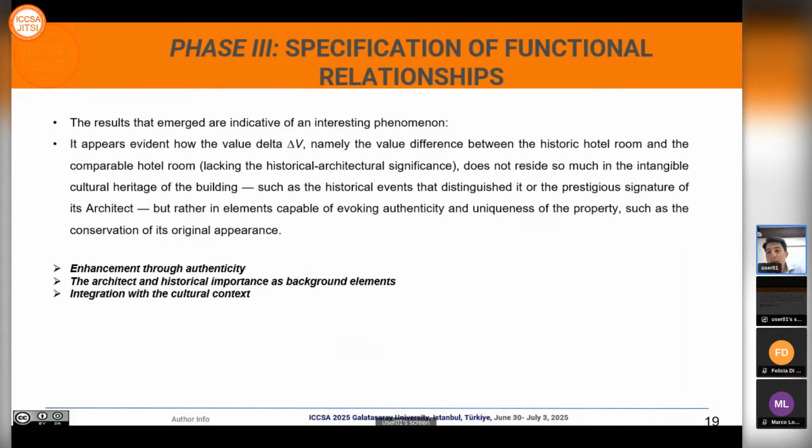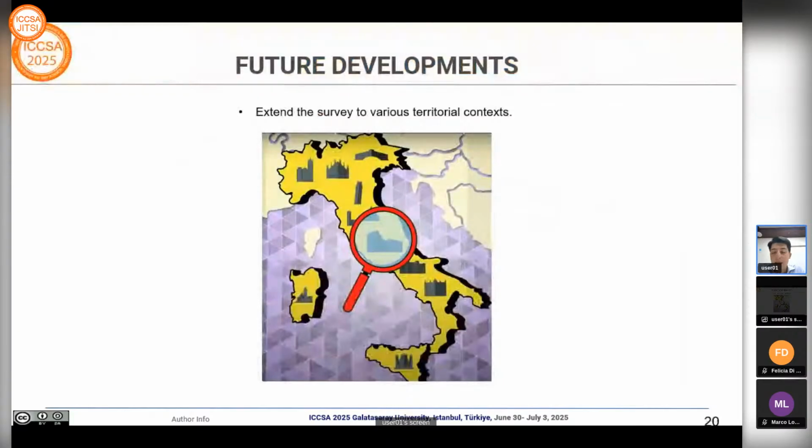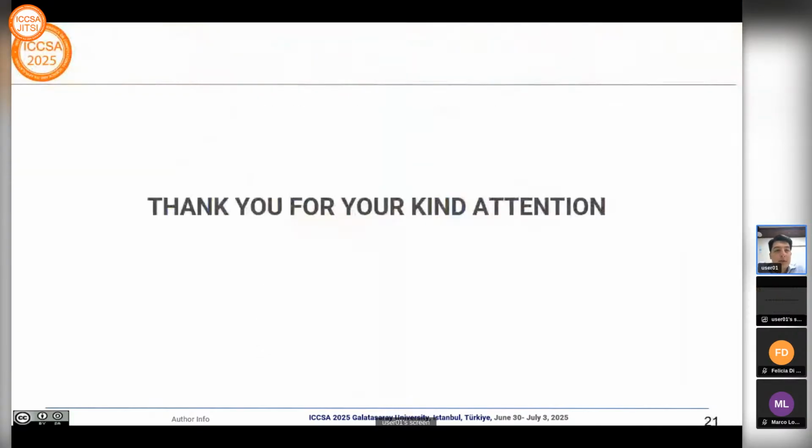Future developments may be to extend the survey to various territorial contexts, maybe to Florence or Naples. Thank you very much for your attention.